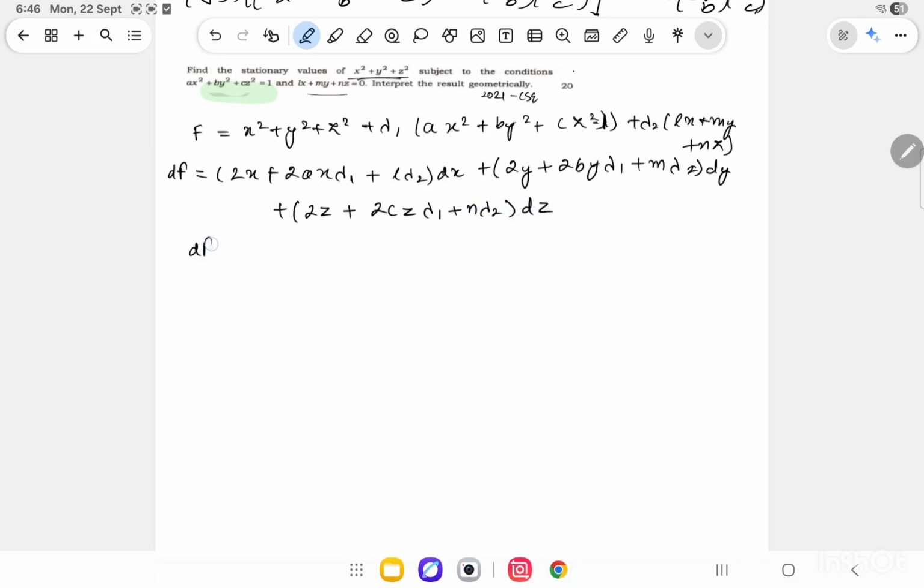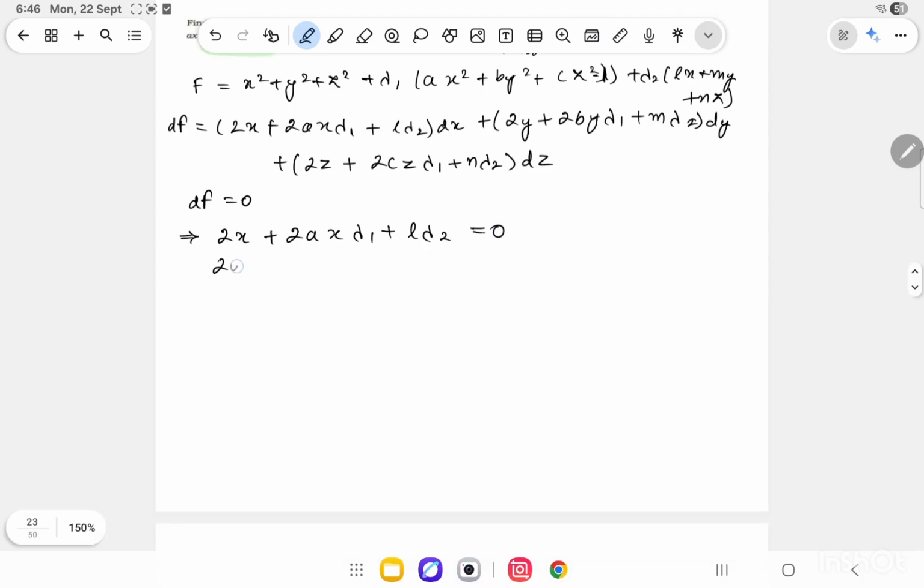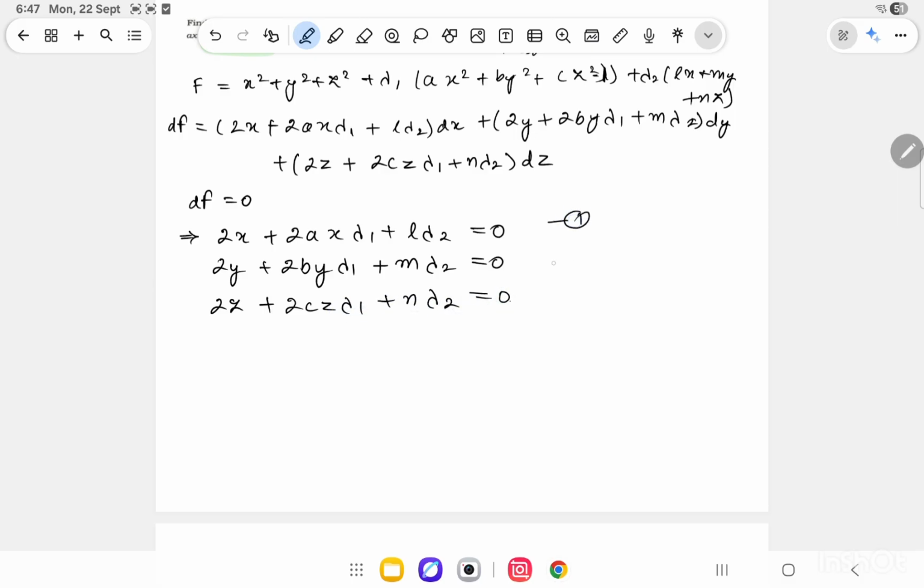If I equate df to 0, I'll get 2x plus 2ax lambda 1 plus l lambda 2 equals 0. Likewise 2y plus 2by lambda 1 plus m lambda 2 equals 0, and 2z plus 2cz lambda 1 plus n lambda 2 equals 0. Let's name these equations 1, 2 and 3.